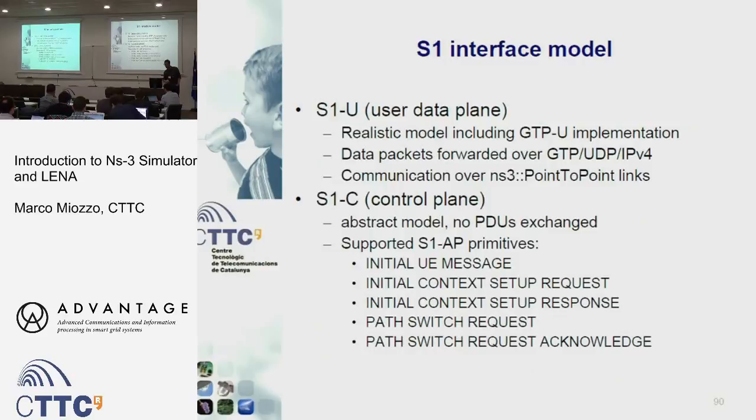The S1 is the protocol providing the connectivity, generating the connectivity from the core part perspective. In this case, we have a real GTP-U implementation, so we are tunneling the packets within the actual GTP-U protocol over IPv4. We use a point-to-point link for communicating data, while for the control plane we use an abstract model, as I told you before, that is just primitives, so in principle system calls for setting up a new user and a new bearer, so a new user connection.